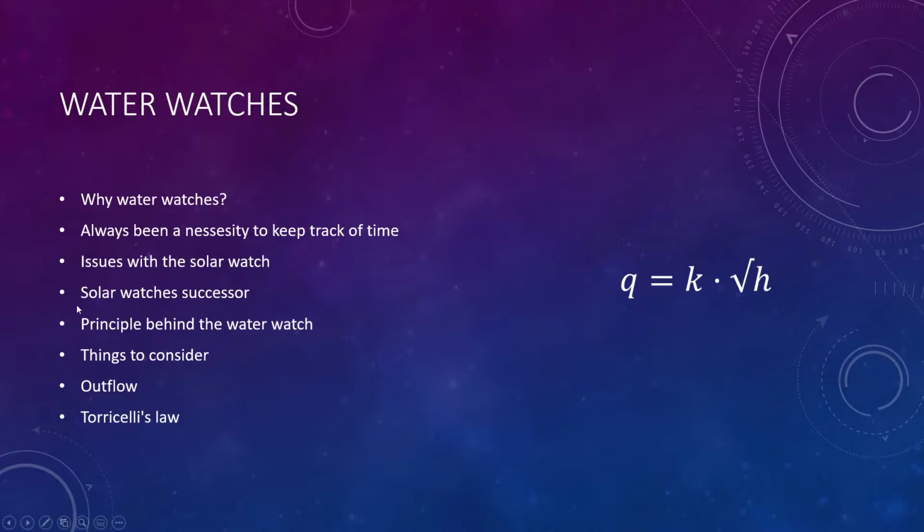So the water clock was the solar clock's successor, and the principle behind a water clock is fairly simple. You have a container with water in it, and the time it takes to empty the container from a hole in the bottom will be what you use to tell what time it was. So markings would be made on the inside of the clock, so that you could quickly use the water level to tell what time it was.